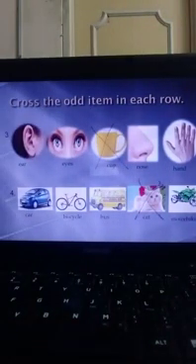So my dear students, I hope now all of you are clear about identifying odd items. Do page number 136 from your book.